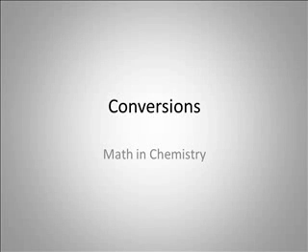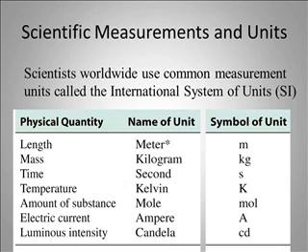We constantly use mathematics throughout chemistry to calculate quantities of chemicals that we will use. The most important thing is to learn the SI system. Scientists worldwide use common measurement units called the SI system, or Standard International System. Look at this list for the physical quantities, the names, and the symbols of the units.